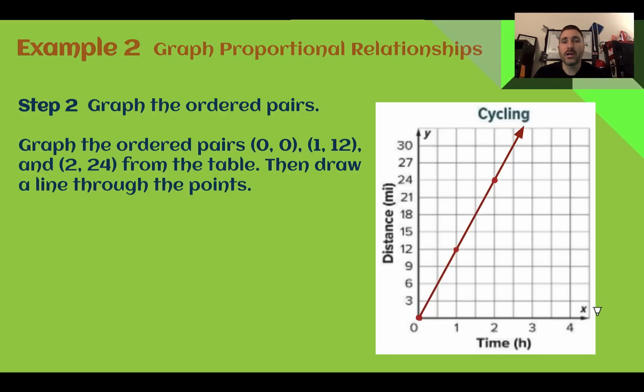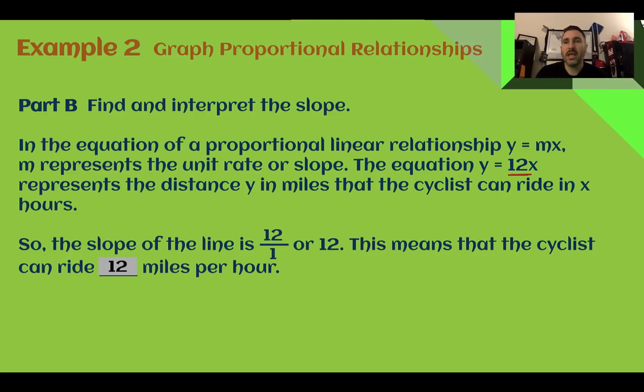If we wanted to go back to our graph and check, we can see from 12 to 24, I went up 12. And even though this is two squares, it's still only 1 hour. So it went up 12 over a change of 1. So my slope there was still 12. And it doesn't ask us here, but 12 would also be the unit rate because that is how much he can ride in 1 hour.